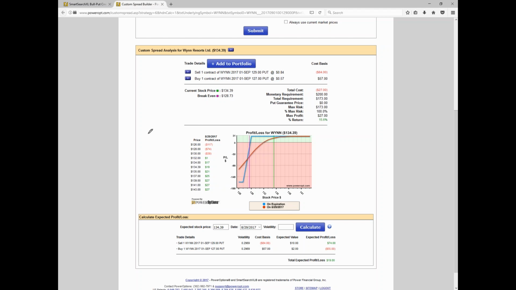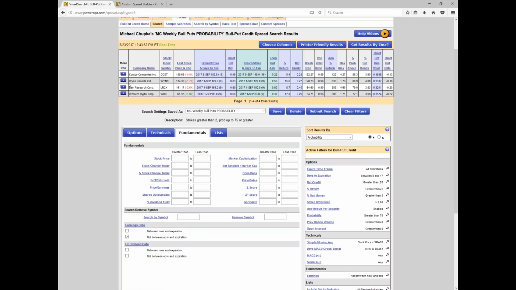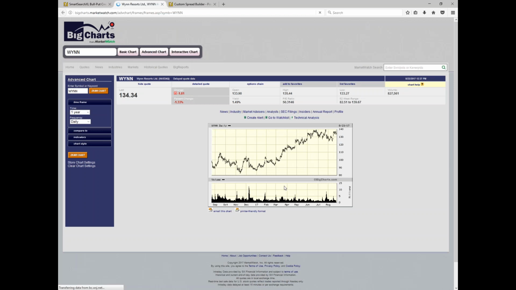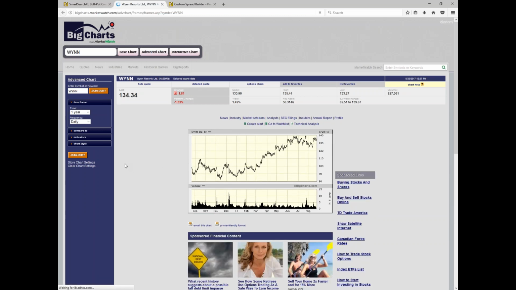And I just wanted to show that with the profit and loss chart here. So this is a reasonable return with a reasonable probability. Now let me go back one just to discuss this further. Let's take a look at Wynn Resorts. I want to take a look at the stock chart. For some of you, let's see if I don't have it defaulted, my apologies.